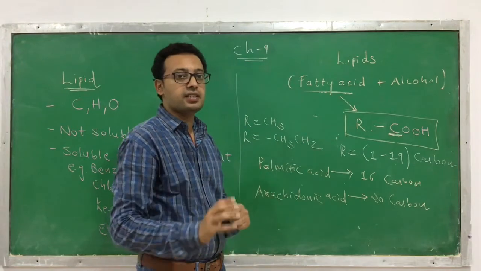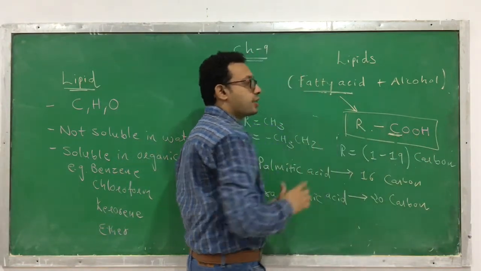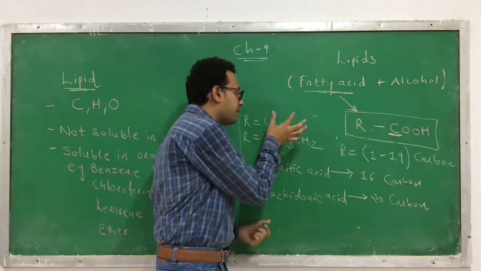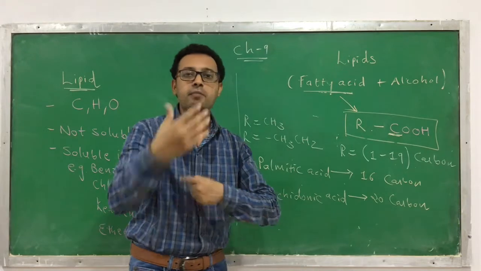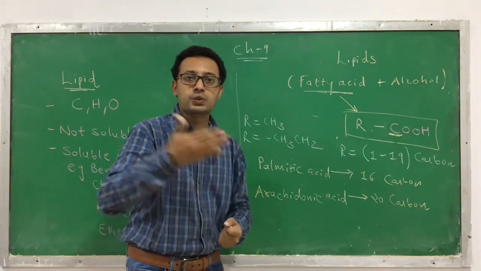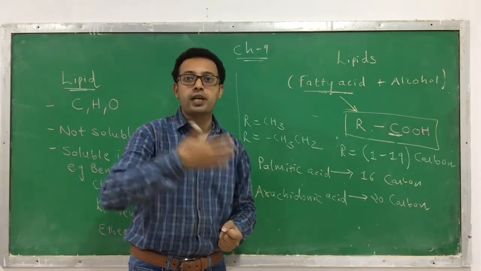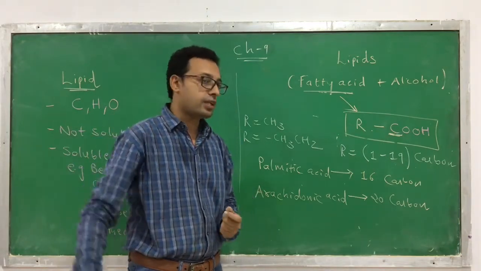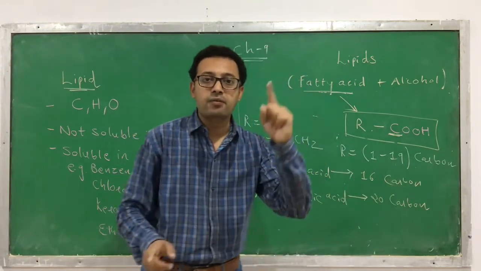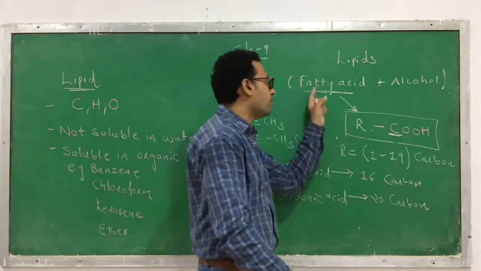What is a fatty acid? A fatty acid contains a carboxylic group, and that is attached to an R group. R may be anything. R may be a long chain of carbon. It may be methyl, ethyl, propyl, butyl, etc. Methyl has 1 carbon, ethyl has 2 carbons, propyl has 3 carbons, butyl has 4 carbons, similarly. But the number of carbons in R varies from 1 carbon to 19 carbons. That is the structure of a fatty acid.